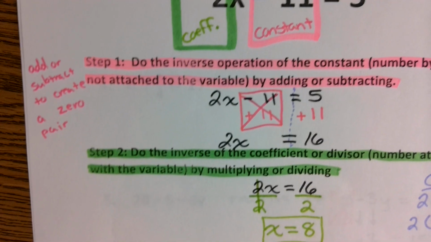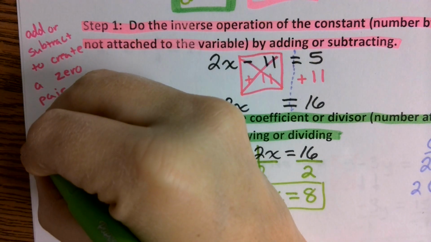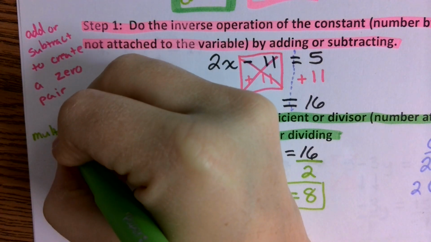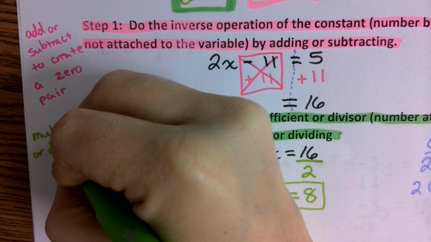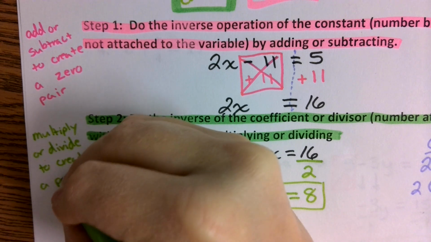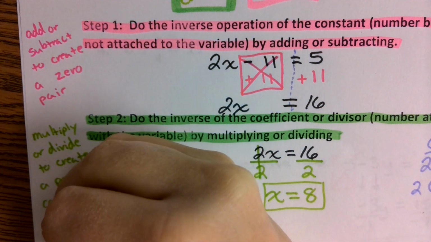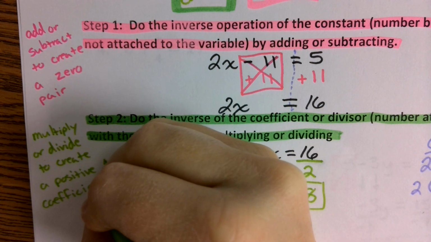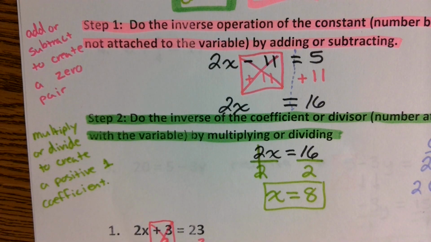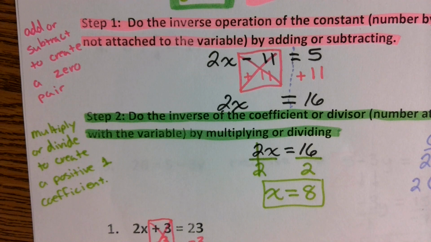Okay? Then the idea of multiplying or dividing, we multiply or divide to create a positive 1. So write that down. You multiply or divide to create a positive 1 for your coefficient. The whole reason that we multiply or divide is so that we can create a positive 1 as our coefficient. And then we don't even have to write that 1 anymore.